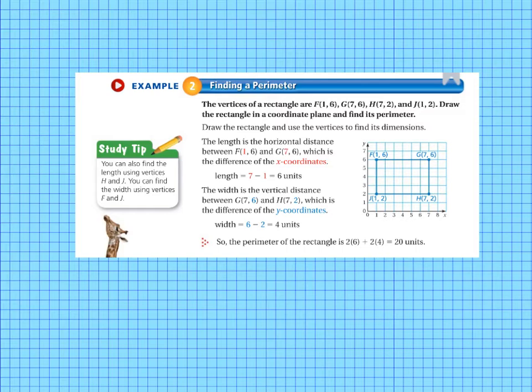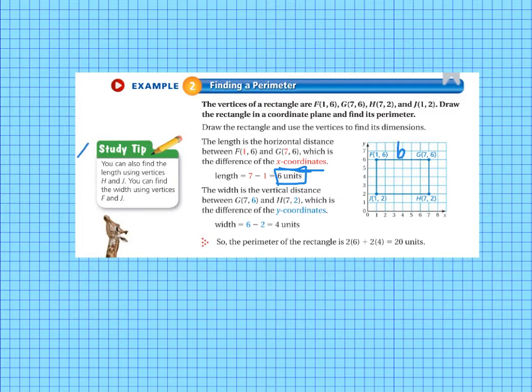So we find the difference in the x coordinates because you can see that the y coordinates are the same. So they're both 6. And so we subtract 7 minus 1. The difference between the x coordinates, 7 minus 1, is 6 units. So the length of the top and the bottom is 6 units.